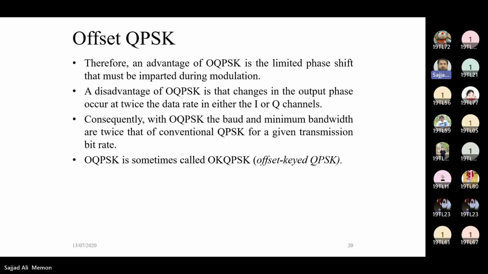A disadvantage of OQPSK is that changes in the output phase occur at twice the data rate in either the I or Q channel. Consequently, with OQPSK, the baud and minimum bandwidth are twice that of conventional QPSK for a given transmission bit rate.